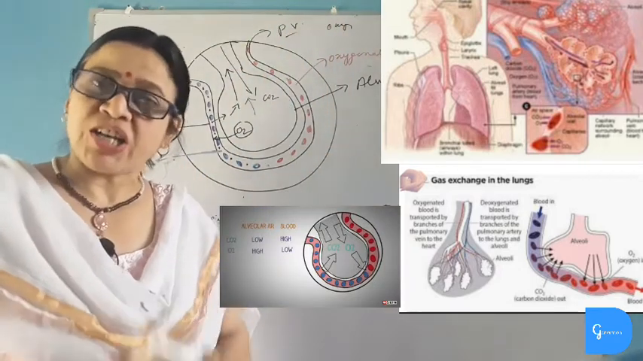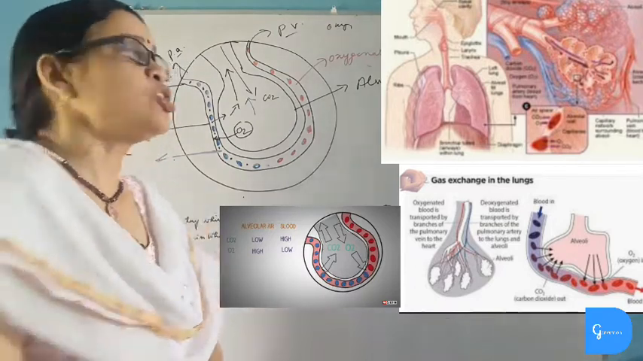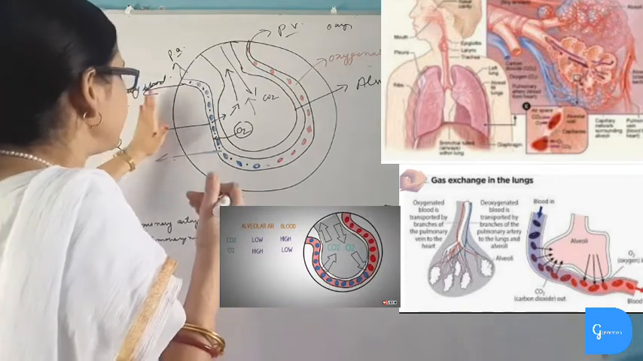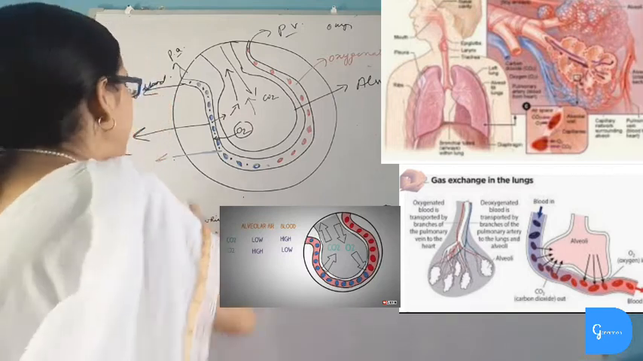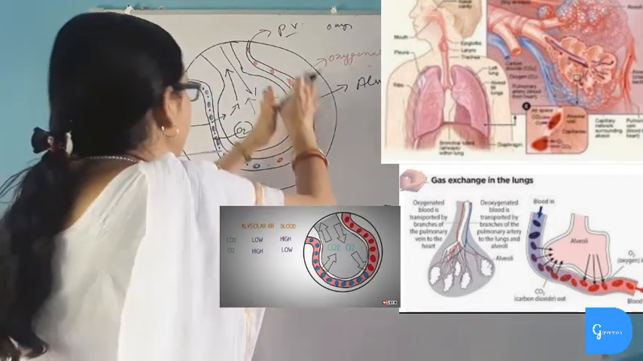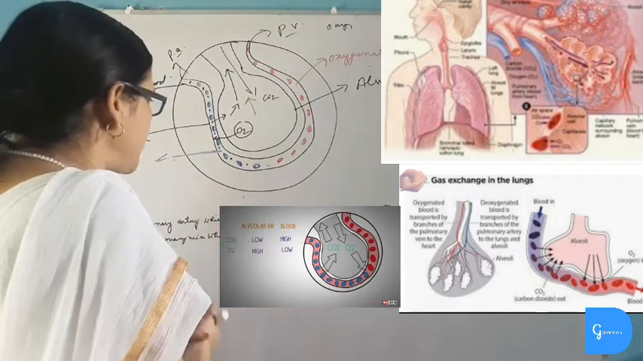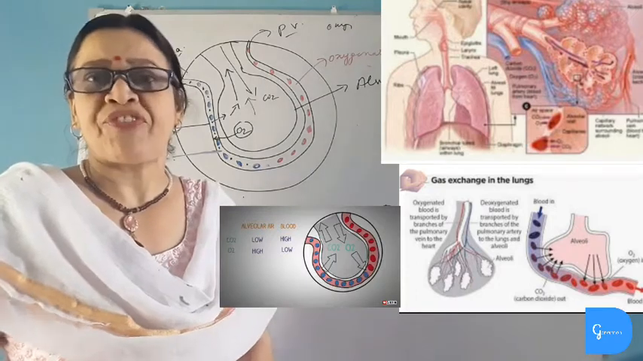The heart pumps deoxygenated blood from the superior vena cava and inferior vena cava to the lungs via the pulmonary artery, and this pulmonary artery then divides and redivides to form a fine network of capillaries, and then it surrounds the alveoli. So each alveolus is surrounded by a network of capillaries, and these alveoli serve as a respiratory surface for the exchange of gases.